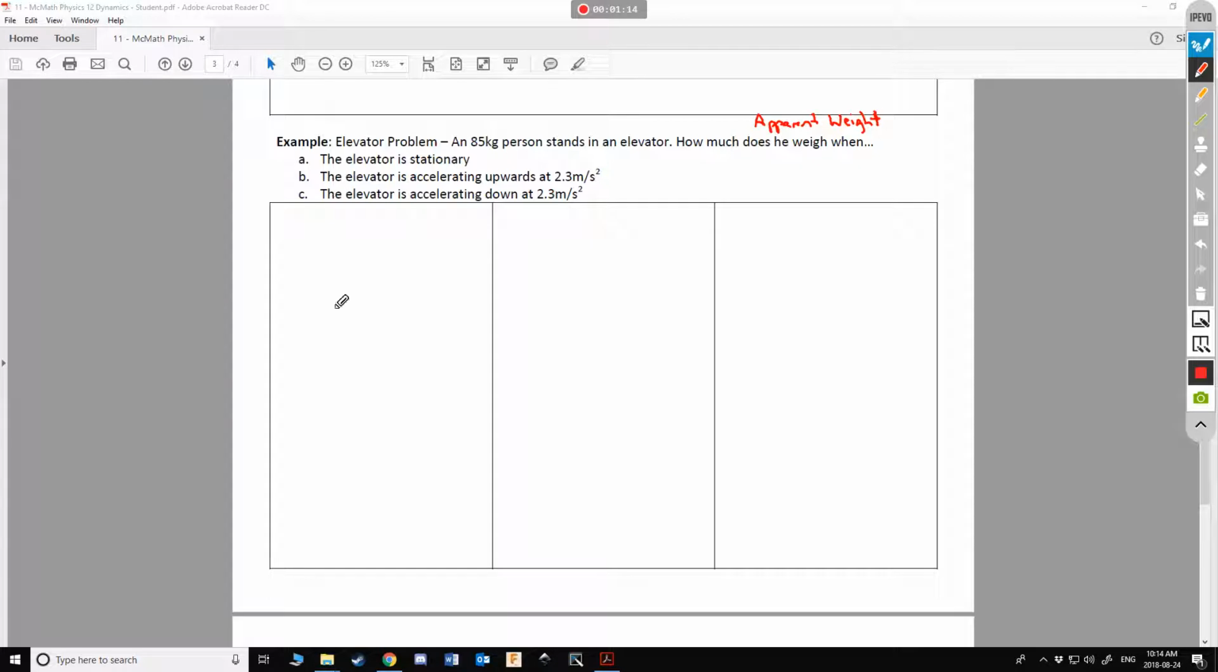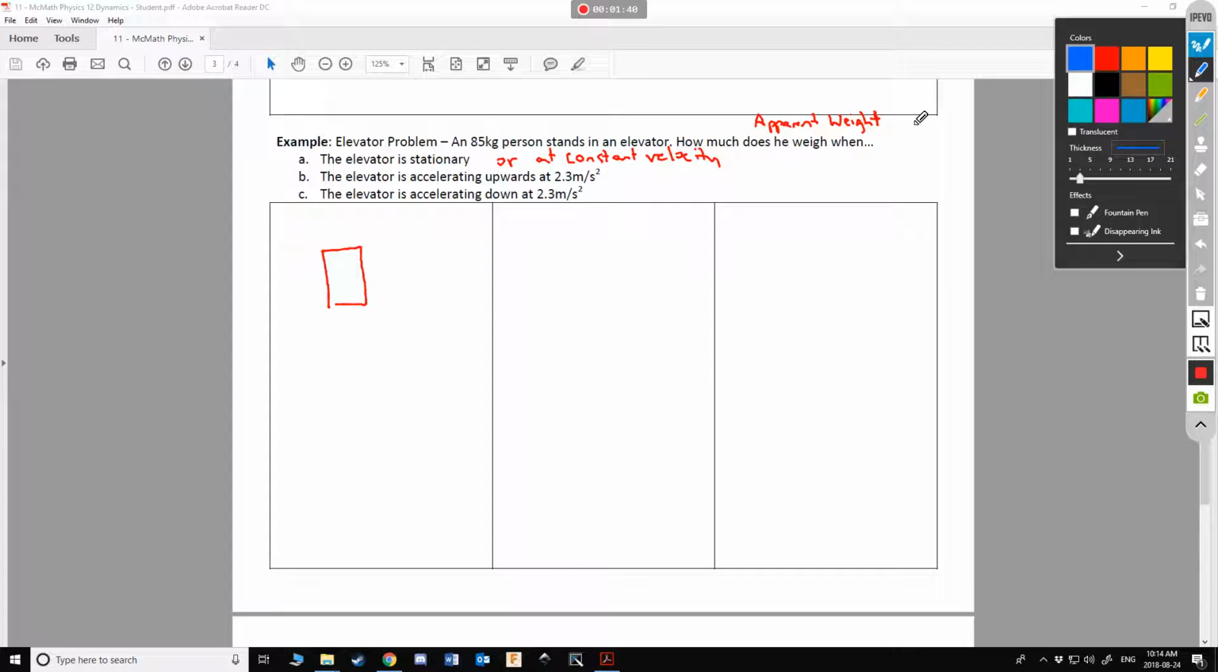So the first one is, what happens when the elevator is stationary? This is the same as thinking of a constant velocity. Because for both these scenarios, you're traveling at constant velocity, which is the same as when you're stationary. This means that your acceleration is 0. Let's draw a free body diagram. Here is some elevator. If you want, we can draw a person inside the elevator.